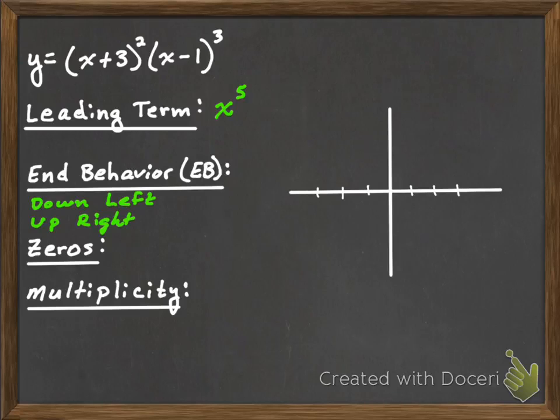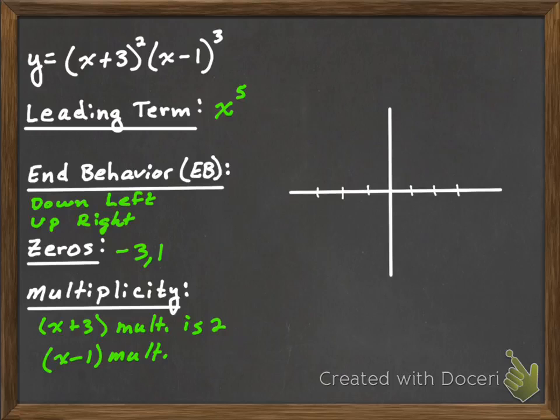Now the zeros of the polynomial we can get from right here. The 0 for this factor would be negative 3. The 0 for this factor would be positive 1. So negative 3 and positive 1. Now the multiplicity, we have 2 terms. We have an x plus 3 and we have an x minus 1. The x plus 3 has a multiplicity of 2 and the x minus 1 has a multiplicity of 3.